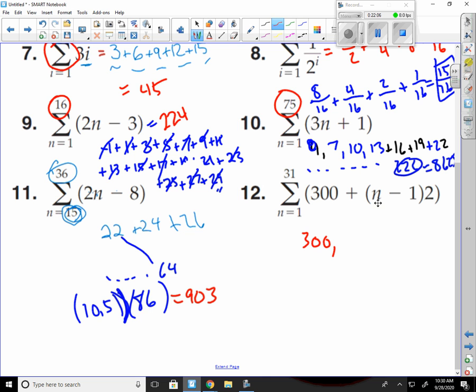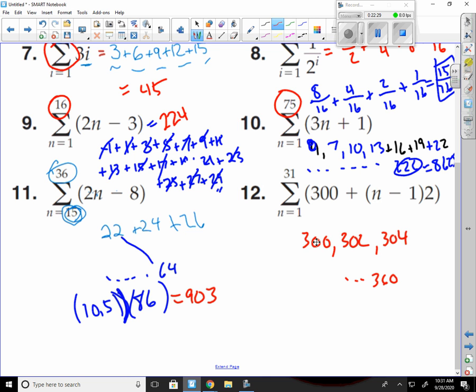Plug 2 in. 2 minus 1 is 1. 1 times 2 gives you 2. This is 302. Plug 3 in. This is going to be 304. It goes up by 2 each time, all the way up to 31. So I plug 31 in. 30 times 2 is 60, plus 300 is 360.